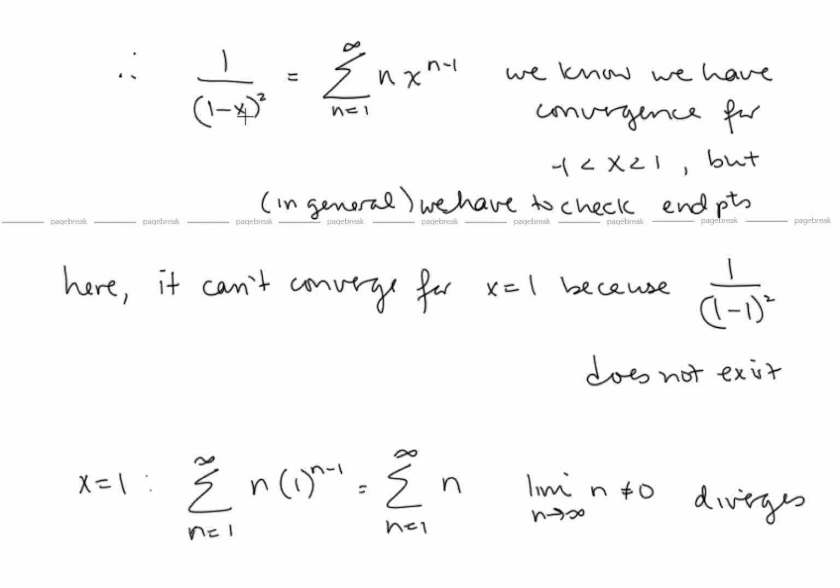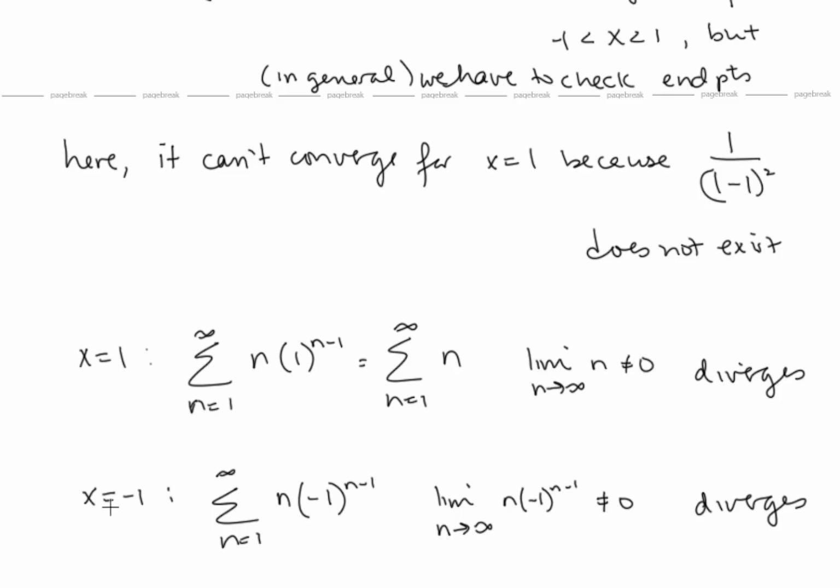Now, just by looking at the function to which this converges, we realize that x equal 1 can't be included because 1 over 1 minus 1 squared does not exist. But we can check it anyway in the series form and show that it doesn't converge. When x is equal to 1, we have a 1 here. So we have n times 1 to the n minus 1. This is just 1. So this is the series of n, as n goes from 1 to infinity. So, of course, that diverges.